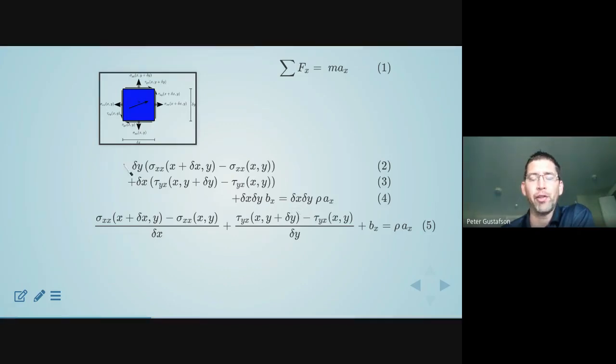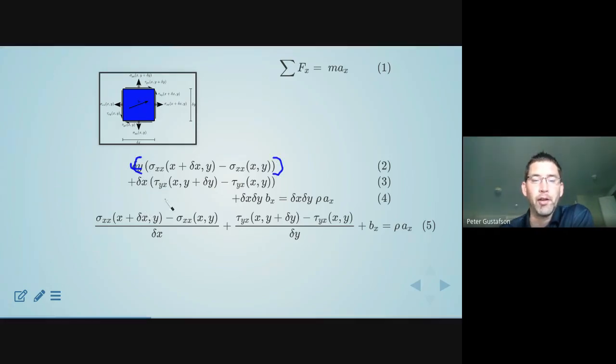So if we divide the entire expression by dx dy, for the component sigma xx, that's the numerator here, we're canceling the dy, and what's left is dx. So that's sigma xx at x plus dx minus sigma xx at x, all of that over dx. That's this top term here. So we can kind of nail this term out of the way here.